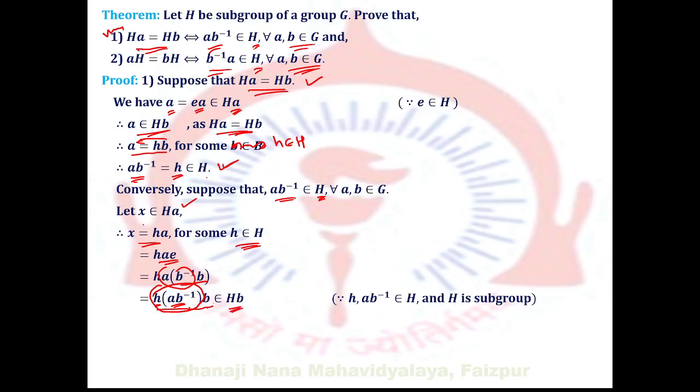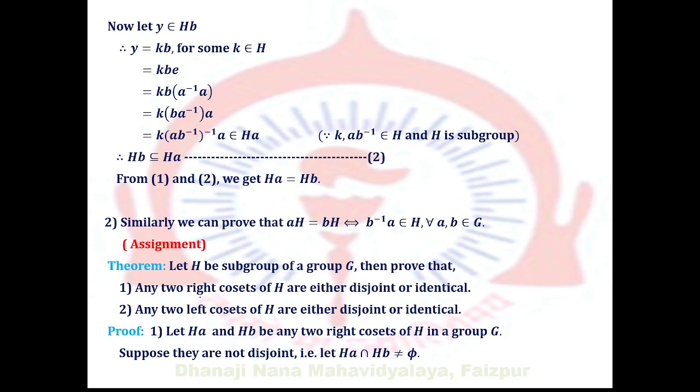So thus whenever x belongs to HA, we get x belongs to HB. So therefore HA is subset of HB. Now we show HB is subset of HA. So let y belongs to HB. So whenever y is element of HB, y can be written as k into B for some k belongs to H. So we write this again here we have to adjust A inverse.